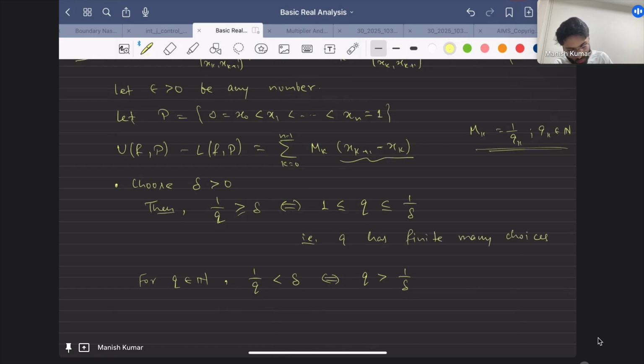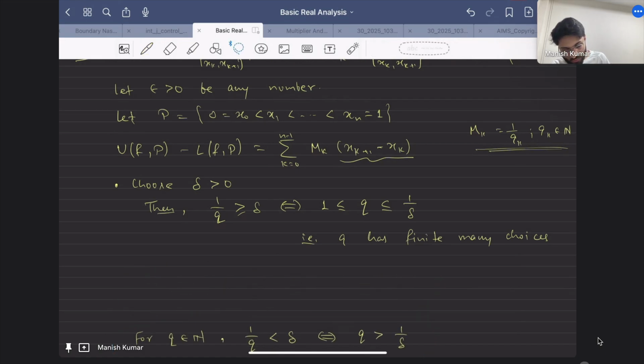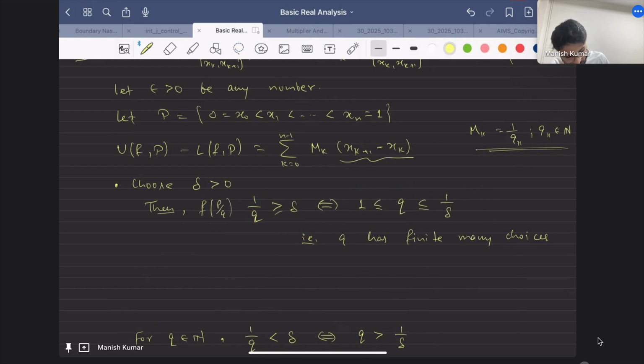Now this is the functional value, this is f at p by q, right? Now this q has finitely many choices, but what about p? What can we say about p? Is p always one? No. If x belongs to the closed interval 0 1, then p is always 1, sir? No, 2 by 3 is also possible. Yes sir, okay.